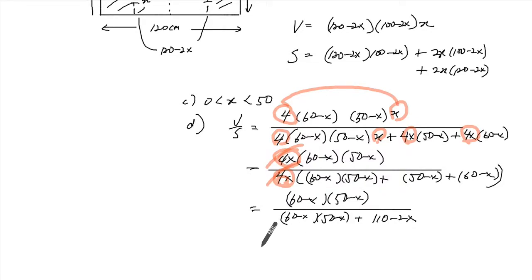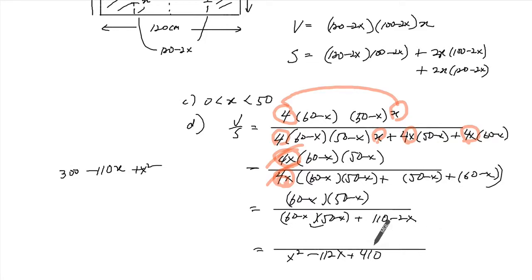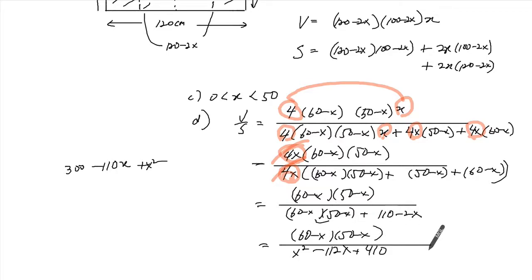Let's expand that: that's 3000, and you get minus 50x minus 60x, which is minus 110x, plus x squared. Then if you combine them with this, you get x squared minus 112x plus 3000 plus 410. This is not going to factor to give one of these two factors, so this is the simplest form.